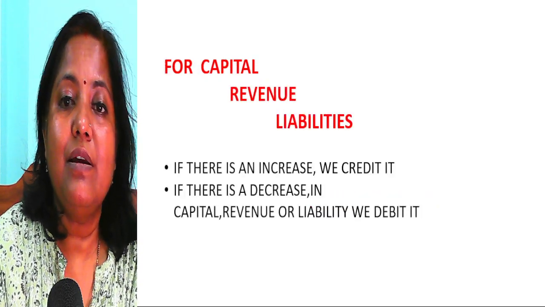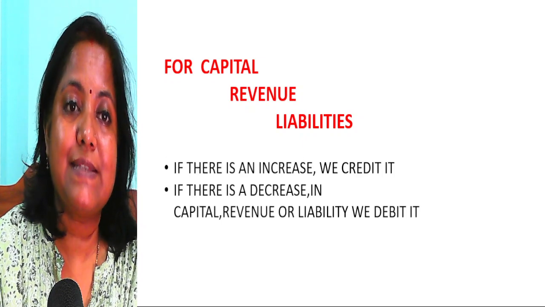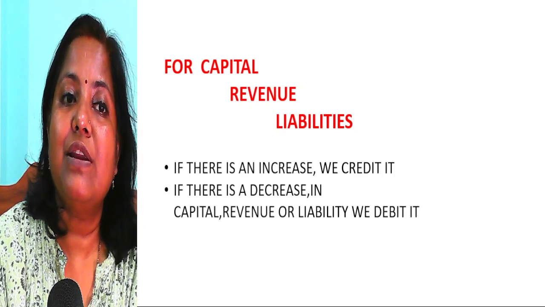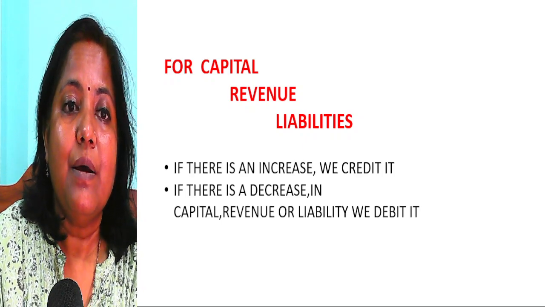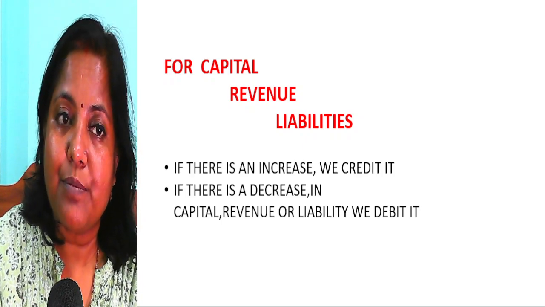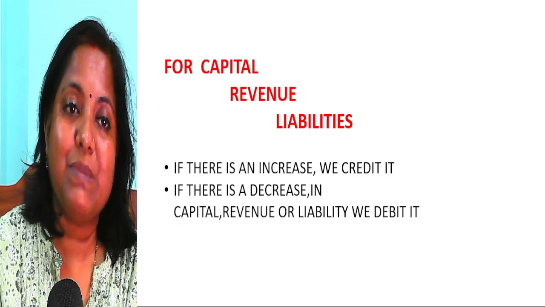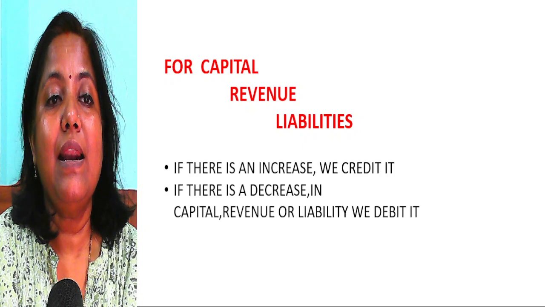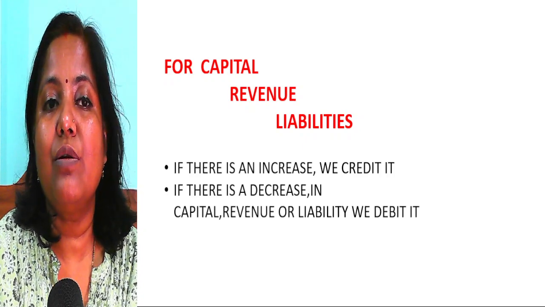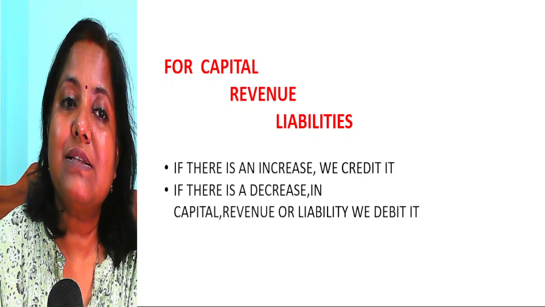For capital, revenue and liabilities, assets, expense and loss were given the same type of treatment, and now we are dealing with capital, revenue and liabilities. What is capital? It is the amount the business has brought in and invested in the whole business. Revenue is whatever income the business is earning, and liabilities are whatever obligations they have to pay. So in this case it will be different.